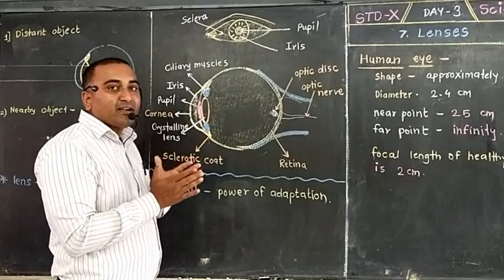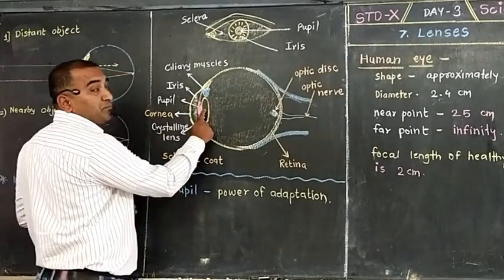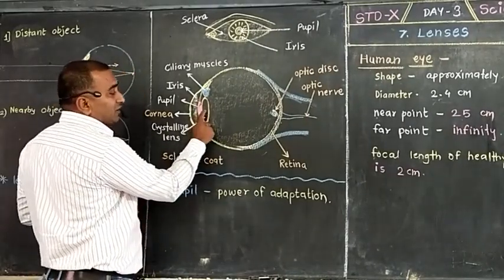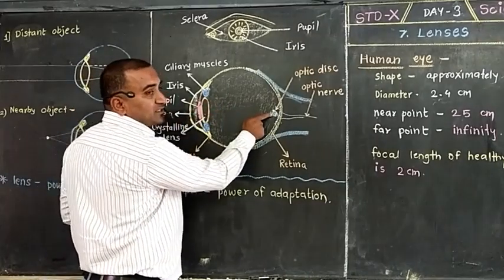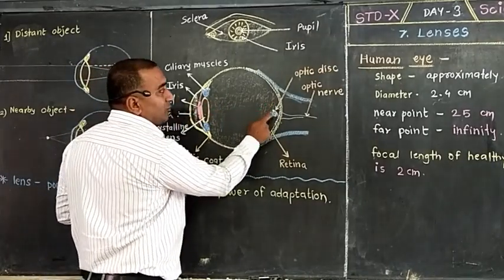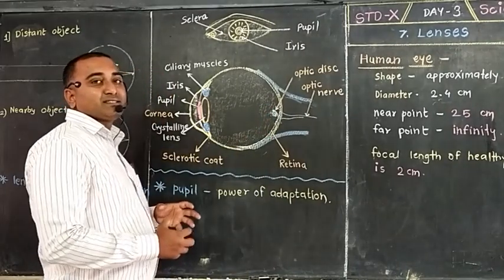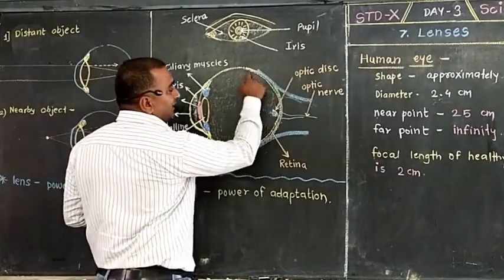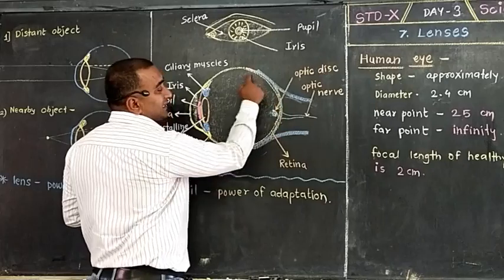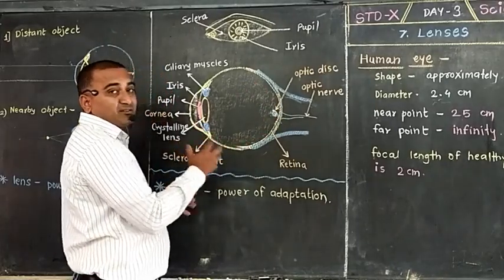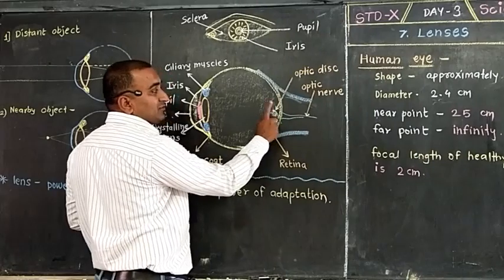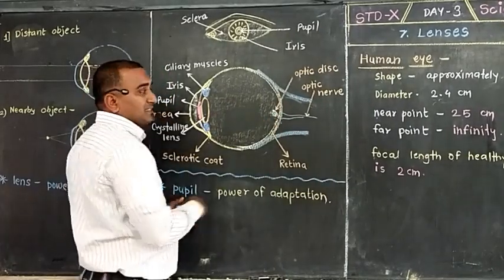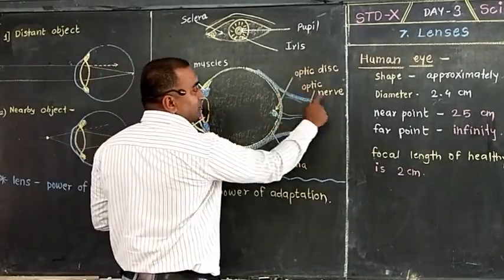Then it falls on the lens. The lens will bend that light. It is a biconvex lens. The biconvex lens bends the light so that focus is maintained on the optic disc. The optic disc is nothing but the retina. It is a screen. The retina works as a screen in the human eye. It gets the sensation, and the sensation is converted into impulses that are carried by the optic nerves.